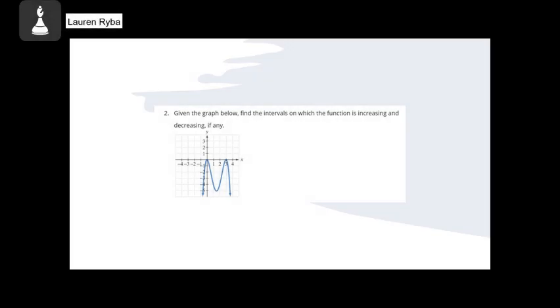Next graph wants us to do the same thing. The difference on this graph is we have arrows on the bottom here, which means that this graph is going to continue to go down and to the left forever and ever. And on this side, it's going to go down and to the right forever and ever. So, increasing, decreasing. This first part, if I start here, and remember the arrows there, so it's going to go forever. So it's going to start at negative infinity, and the line is going up until an x value of 0.